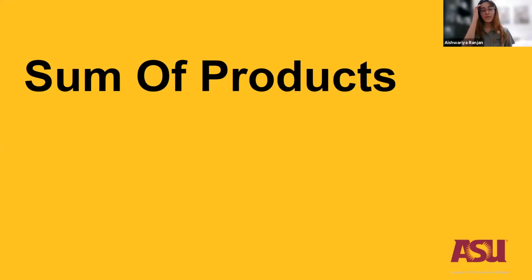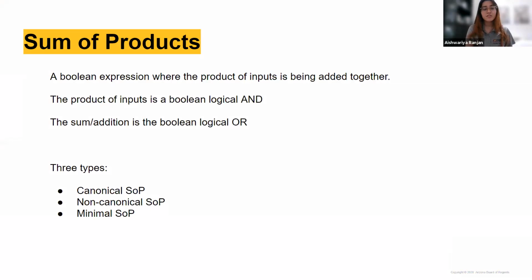So now that was something we needed to know to get into the sum of products. So the sum of products is just a Boolean expression where the products of the inputs are being added together. So I'm going to show you some examples too, but it's basically products of inputs being added together. The product of inputs, like I said, is a Boolean logical AND and the sum or the addition would be the logical OR. So there are 3 kinds of sum of products: canonical SOPs, non-canonical, and the minimal.